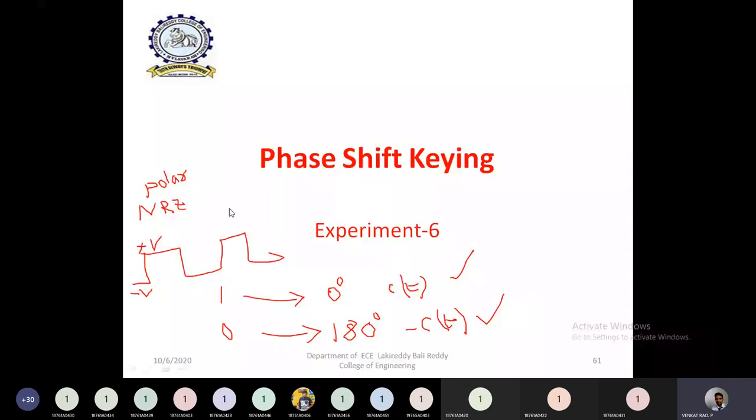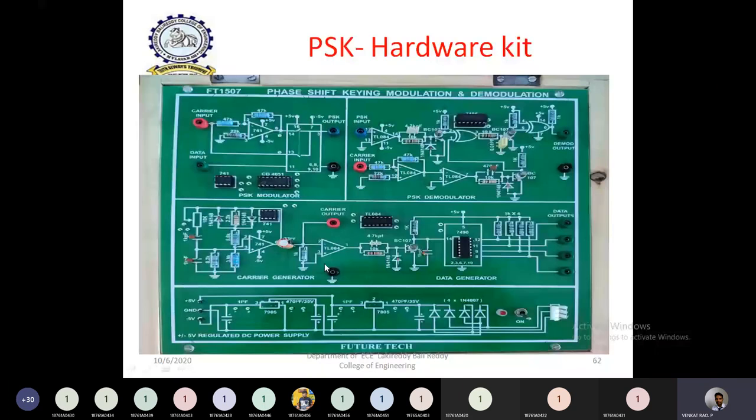Okay. Now, in order to do this experiment, let us see the experimental kit. What is the experimental kit we used in our laboratory? This is the experimental kit we generally use. This entire kit is especially designed and made only for phase shift keying modulation and demodulation. No other modulation technique can be done using this kit.